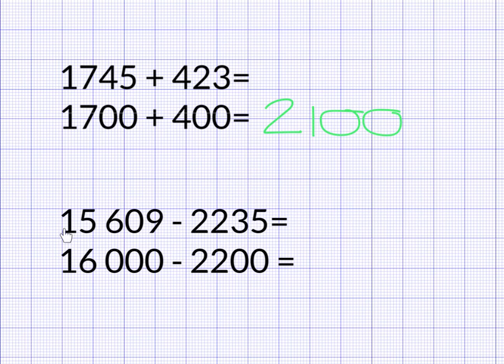Our final example is 15,609 take away 2,235. So the 15,609 is going to be rounded to 16,000, take away 2,200. Your answer is going to be 13,800.